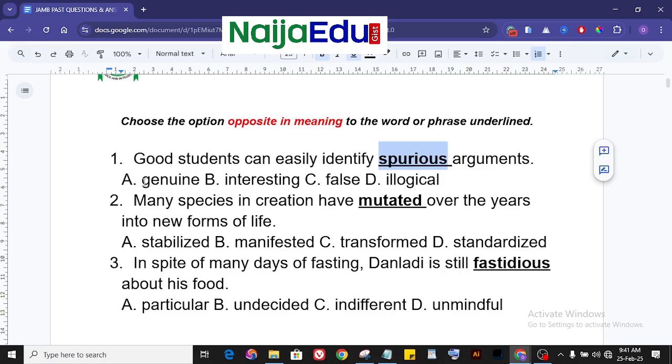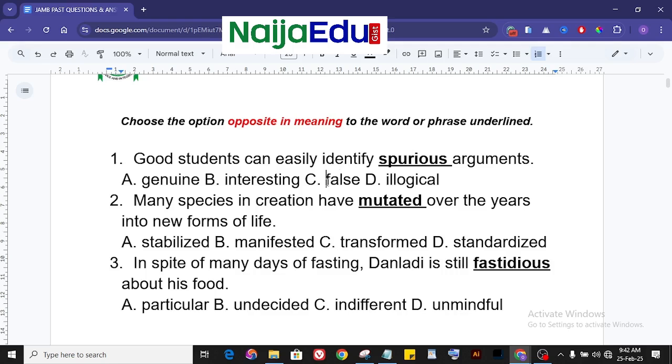Option A says genuine. When something is genuine, what does it mean? It means something that is real. Then interesting means something that is not related to falsehood. Understand? Then option C, false, which is actually a synonym of spurious. We said the meaning of spurious is something that is false or deceptive.